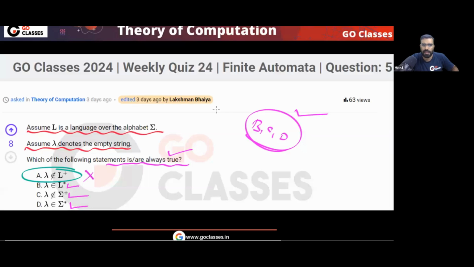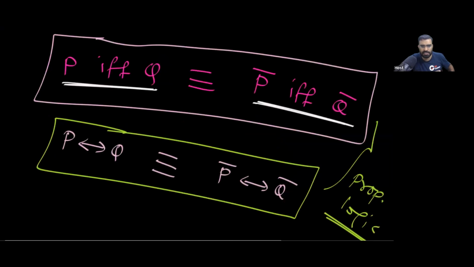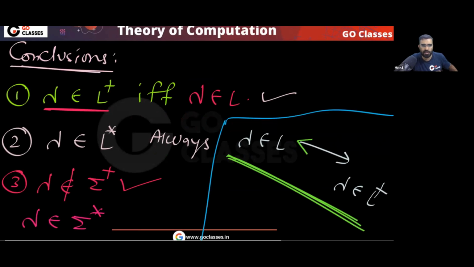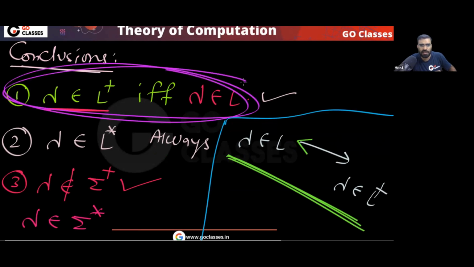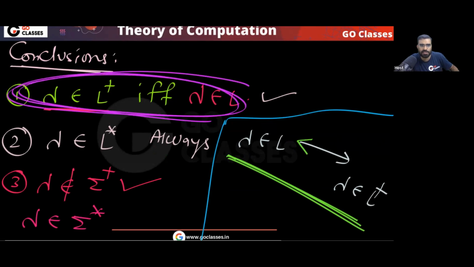Is this clear? Does anyone have any doubt in this complete analysis? Please tell me. So very simple. And this conclusion you can check. This first result is important. Many students make mistakes in this first result.